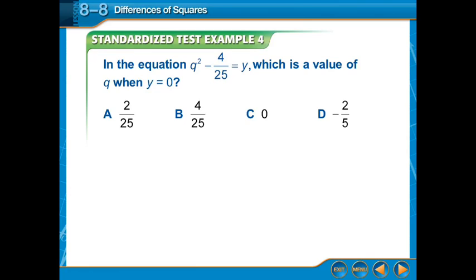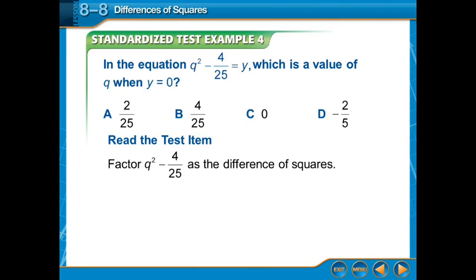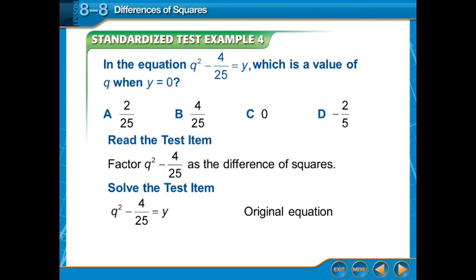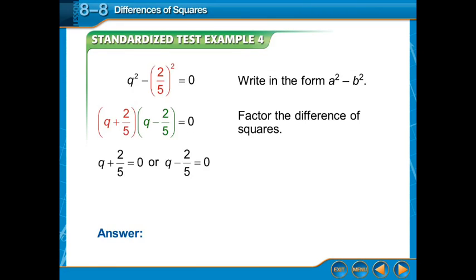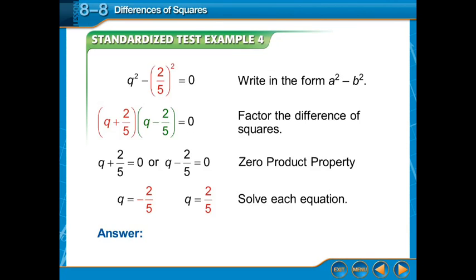the negative 2/5. So you want to make sure you read that test item as the difference of squares, and then solve that test item, replacing that y with a 0, and you're writing it in the form of a squared minus b squared, difference of two squares, factor the difference. You're using that zero product property. You're actually setting it to 0 to solve for the roots. And so you get q is equal to negative 2/5 and q is equal to positive 2/5.